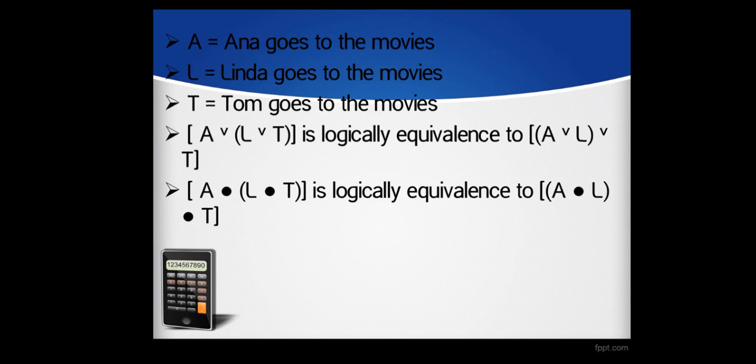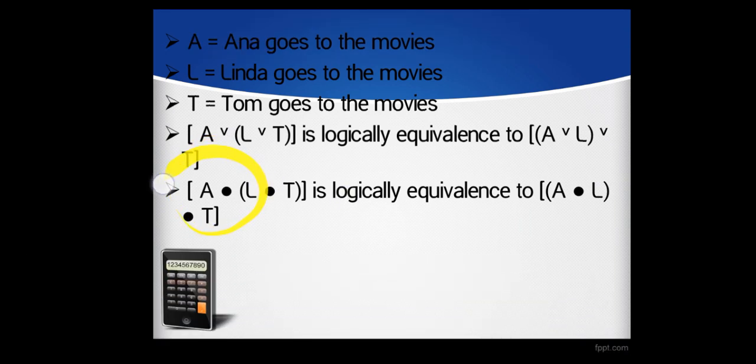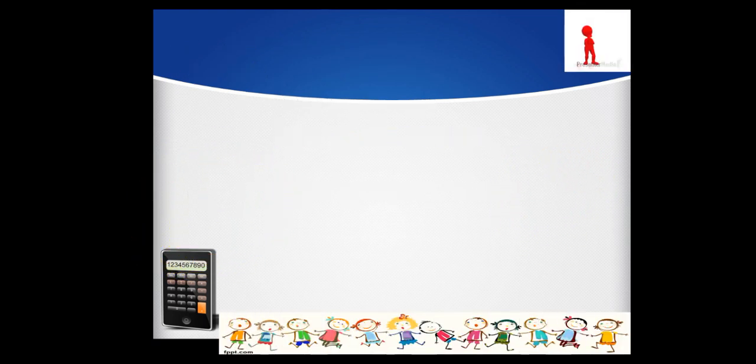And we also have here Anna goes to the movies and Linda and Tom goes to the movies. Or we can also say that Anna and Linda goes to the movies and Tom goes to the movies. So that is for the association.